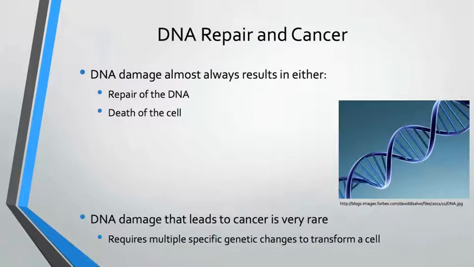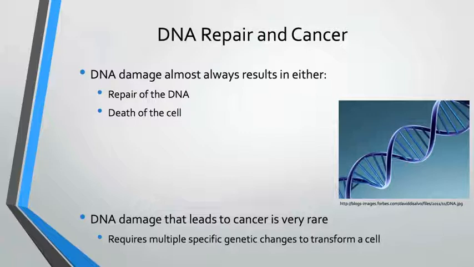Most of the time, when your cell's DNA is damaged, and your cells are experiencing DNA damage all the time, not only whenever you go out into the sun, but with exposure to all sorts of things, usually the DNA is either repaired or the cell dies. These are the usual outcomes, the things that are going on in your body every day.